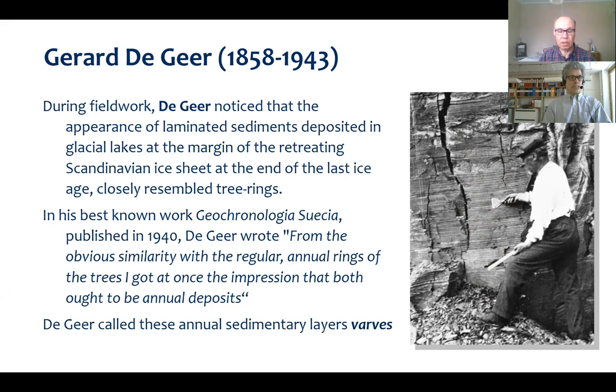And towards when he got old, he wrote his sort of magnum opus called the Geochronologia Suecica, published in 1940, in which he wrote that from the obvious similarity with the regular annual rings of the trees, I got at once the impression that both ought to be annual deposits. And Gerard De Geer called these annual sedimentary layers varves. And a varve is something that starts and ends in the same place. So it's a yearly varve, for example.